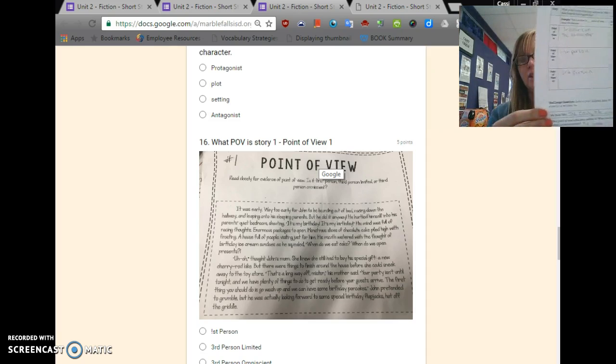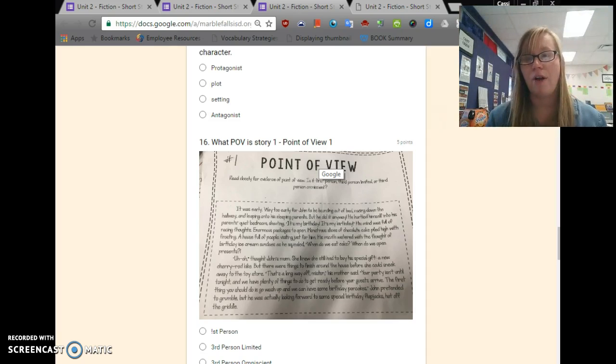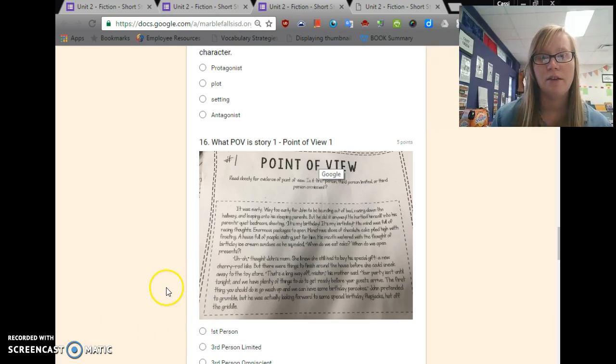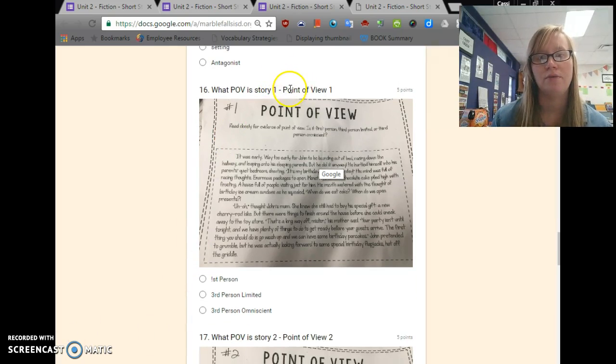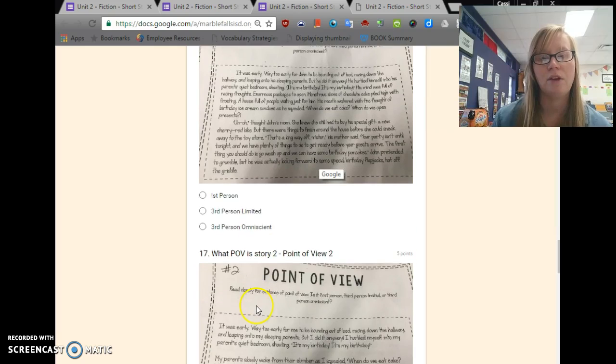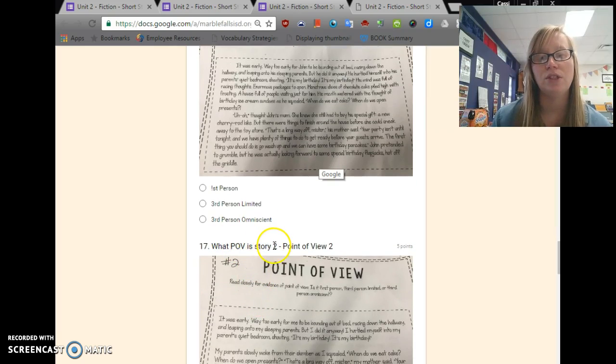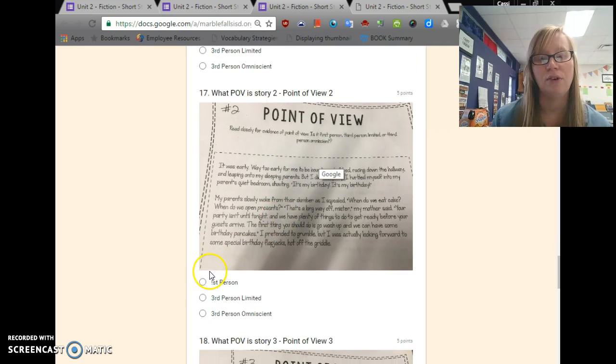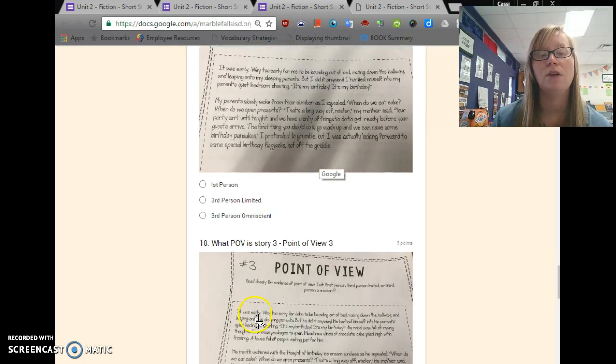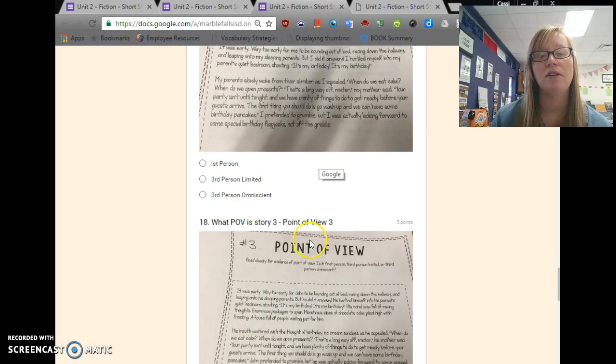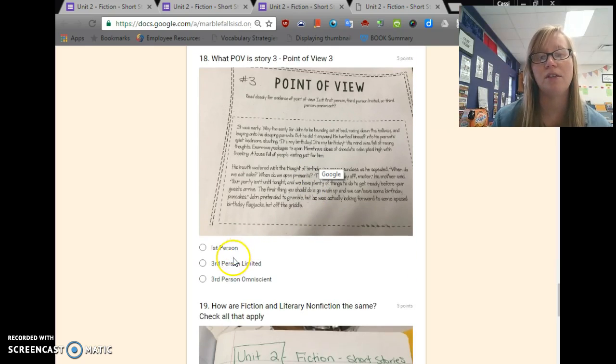This next section, you're going to need this sheet of paper that you have from your stations last week. What is the point of view of the story? Story 1 point of view. Is it first person, third person, or third person limited, or third person omniscient? What is the point of view of story 2? Is it first person, third person limited, or third person omniscient? What is the point of view of story 3? Is it first person, third person limited, third person omniscient?